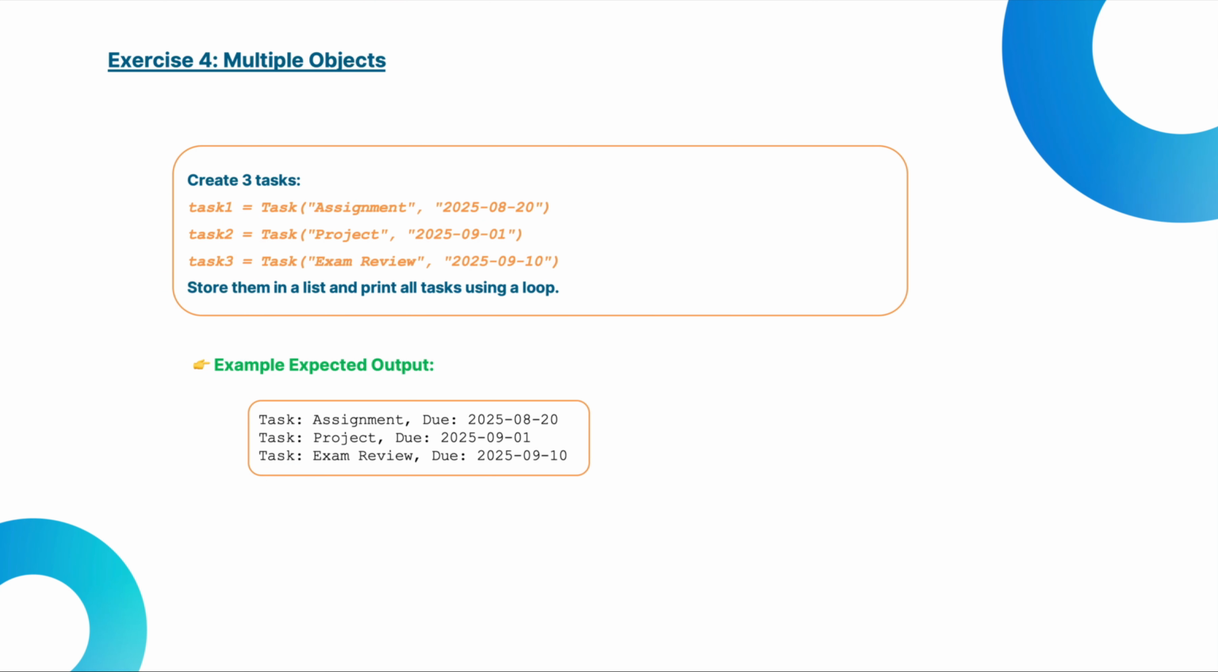Here you will create three task objects and store them in a list. Then you will use a loop to print each task. This teaches you how to manage collections of objects and iterate through them efficiently.